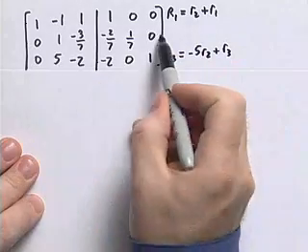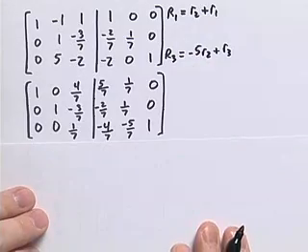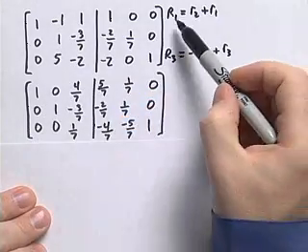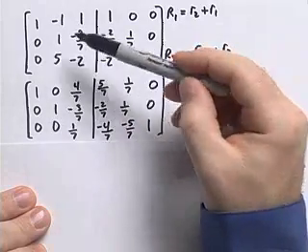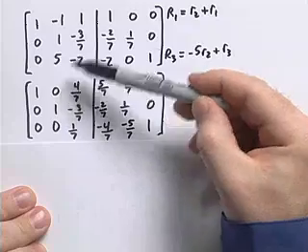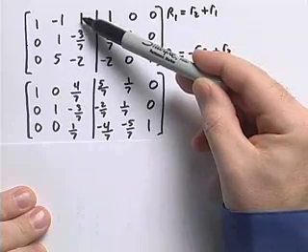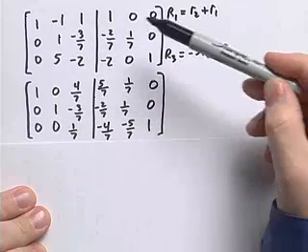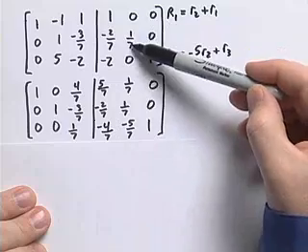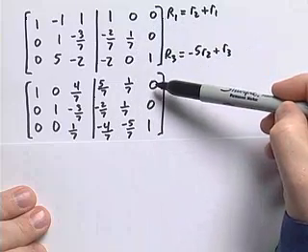We're not changing our second row, so we're going to be able to just rewrite that. We'll get this result. Notice our second row is the same. Our first row we get by adding the first and second. 1 plus 0 is 1. -1 plus 1 is 0. 1 plus -3/7, or 1 is 7/7, so we end up with 4/7. 1 plus -2/7 is 5/7. 0 plus 1/7 is 1/7. And 0 plus 0 is 0.